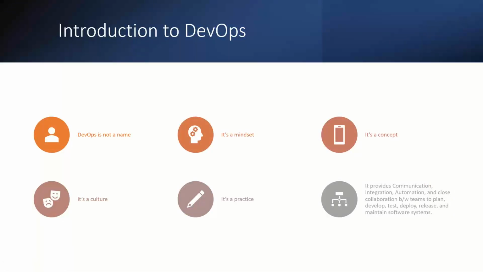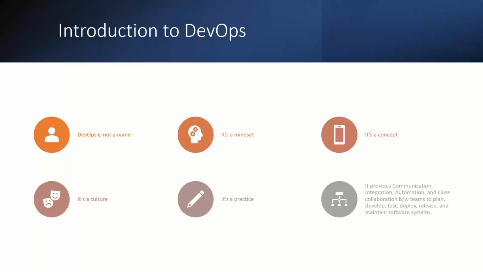So, what is DevOps? Now you understood the traditional models, the waterfall model, the agile model, and what drawbacks you have with these models. What is DevOps? Many people might have considered it as a name, or as a software or something, I don't know.